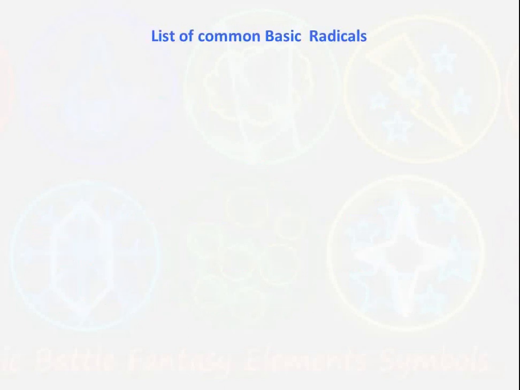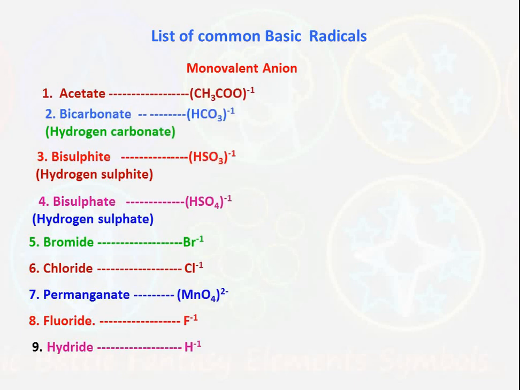List of common basic radicals. Monovalent element anions. This is a list of acidic radicals, not basic radicals. By mistake it was written. So, monovalent anions contain a minus 1 charge. Acetate ion: always remember the formula here, that anions, acidic radicals, are most important to learn.